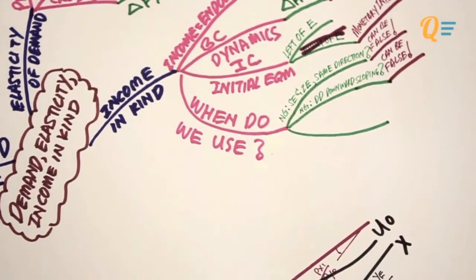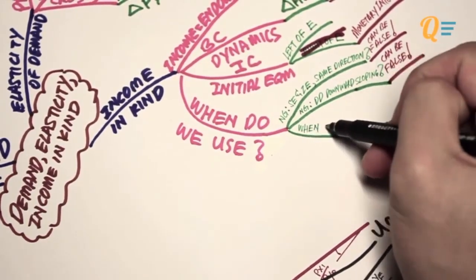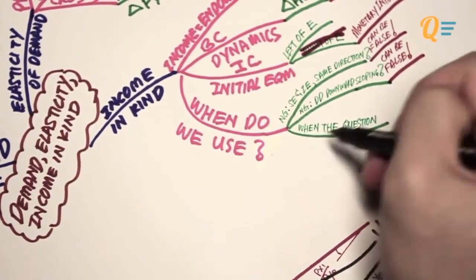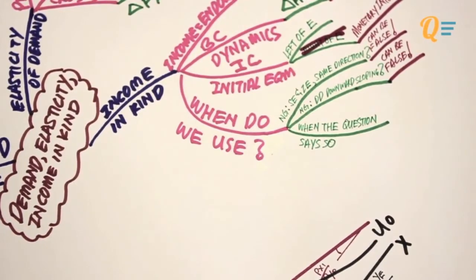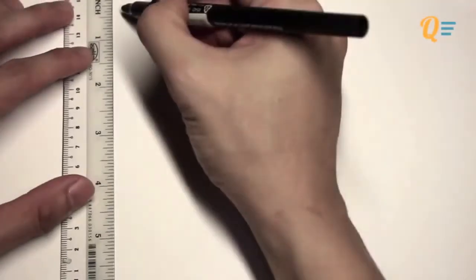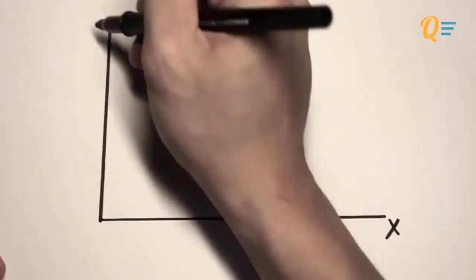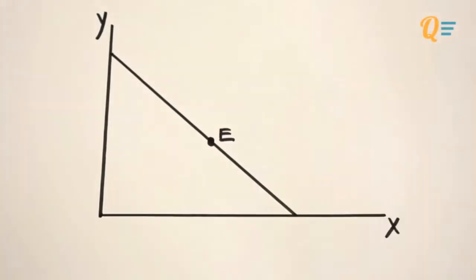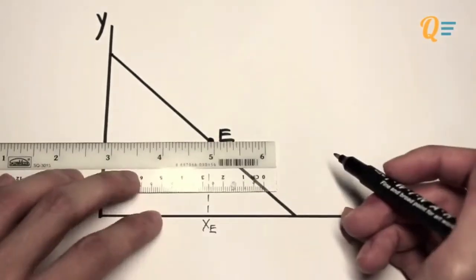And the third scenario, which is the most important scenario, is when the question asks you to use income in kind. Well, this is pretty obvious, right? Just look at all the stuff that you learned today. Pretty cool, right? Okay, so now I'm just going to show you some examples of how we can use income in kind to prove certain assumptions wrong.